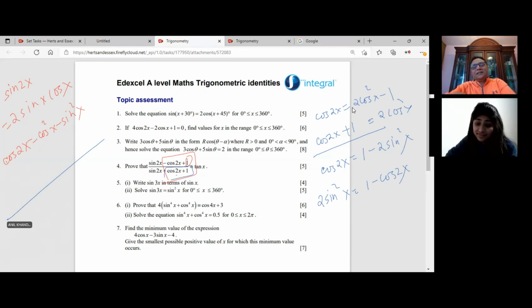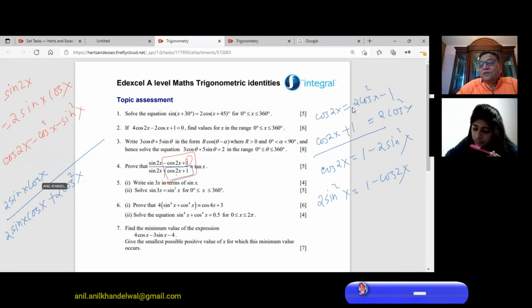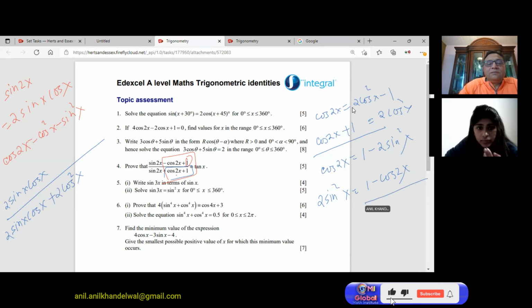That's why I wrote sine 2x this way. Sine 2x is 2 sine x cos x. The denominator in this case will be 2 cos square x, and the numerator is 2 sine x cos x, and it is 1 minus cos 2x, because this is minus, so you put 2 sine squared x.